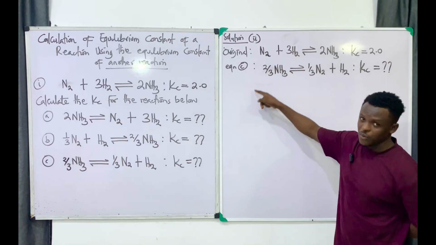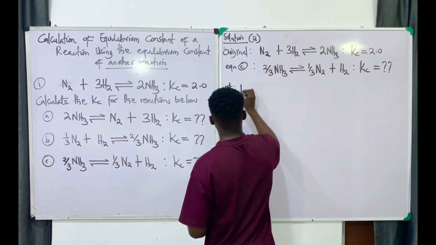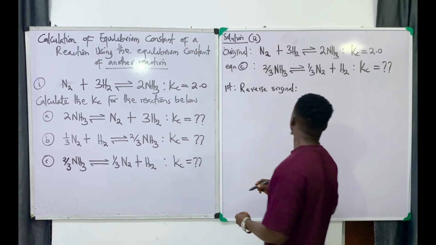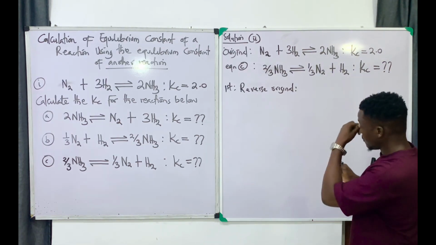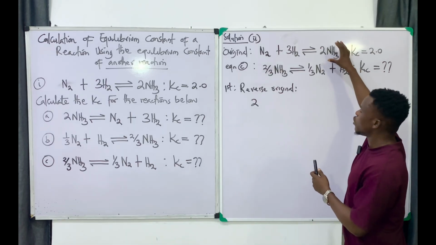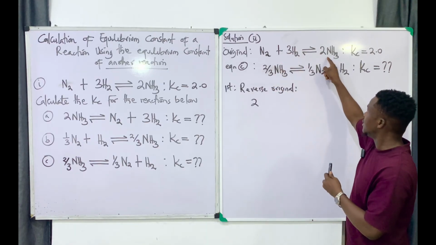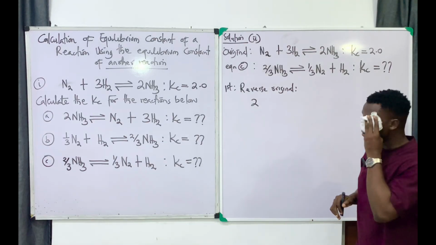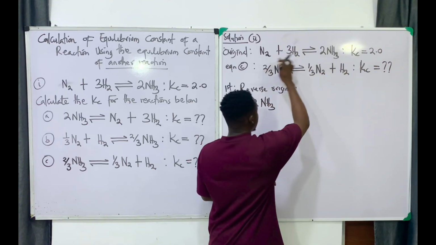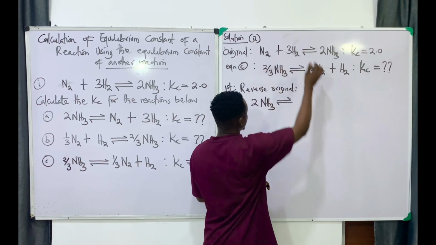When you reverse this original equation, just follow me. This is what we are going to have. Reversing simply means whatever was on the right, bring it to the left, and whatever was on the left, take it to the right. So here, the right-hand side had ammonia, 2 moles. When you reverse this original, the ammonia now comes to the left, and what was at the left goes to the right.